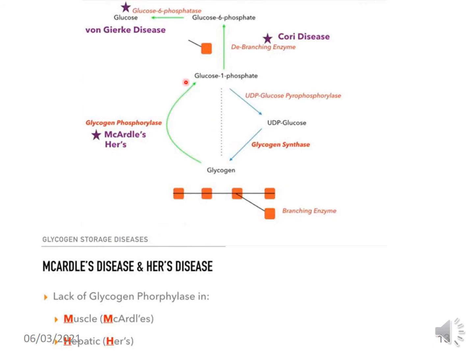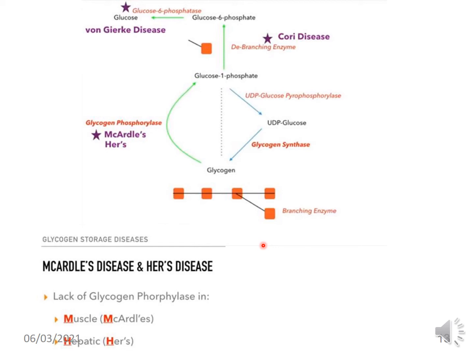Type 3, McArdle disease, and Hers disease. McArdle disease and Hers disease, types 3 and 4, are related to phosphorylation of glycogen. That means lack of glycogen phosphorylase in the muscle or in the liver. So in the muscle, it is McArdle disease.